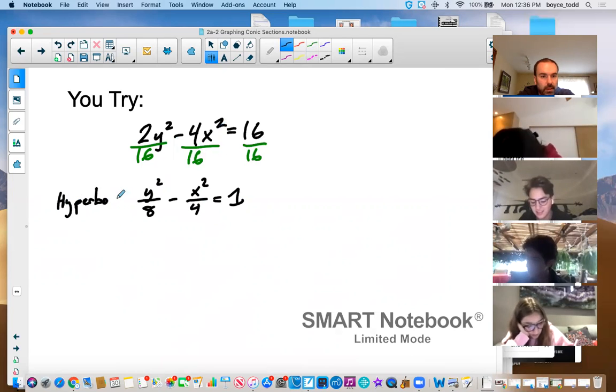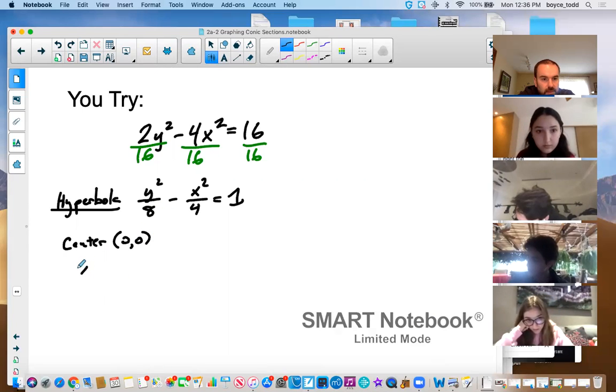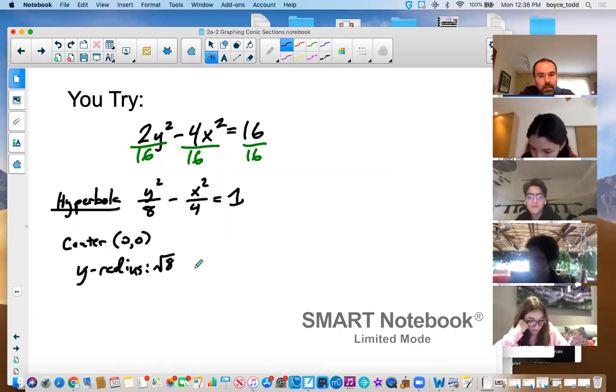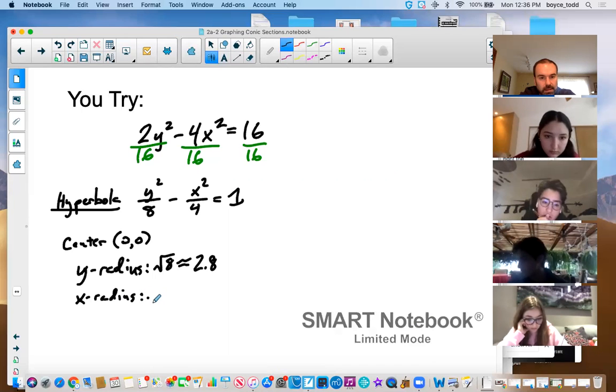I have a hyperbola. I have my center at 0, 0. And then here's where you have to be careful. Your y radius, or your y values, is going to be square root of 8, which let's say is about 2.8, might be 2.9, but like I said, I'm not going to deduct if you don't know the exact value to the 10th. So then the x radius is just square root of 4, so that's just equal to 2.